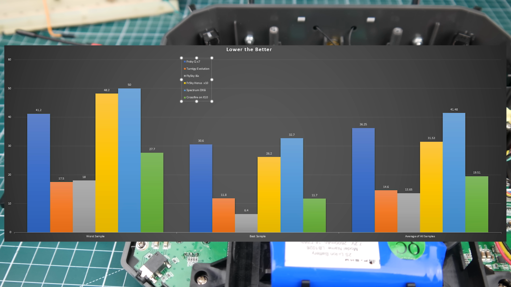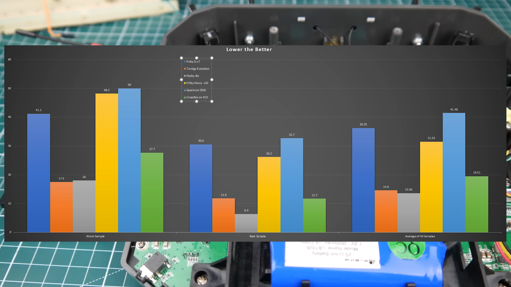Alright, let's go to the best sample, which is the middle group here. So the green is the Crossfire, and it's 11.7 milliseconds, which is pretty insane actually. This is the first time something actually beat the Eternity Evolution, because Eternity Evolution is 11.8. So the Crossfire on the best sample was 0.1 milliseconds faster than the Eternity Evolution. However, the FlySky still beats everybody. It's 6.4, so it's just about half the time of the Crossfire and the Eternity Evolution.